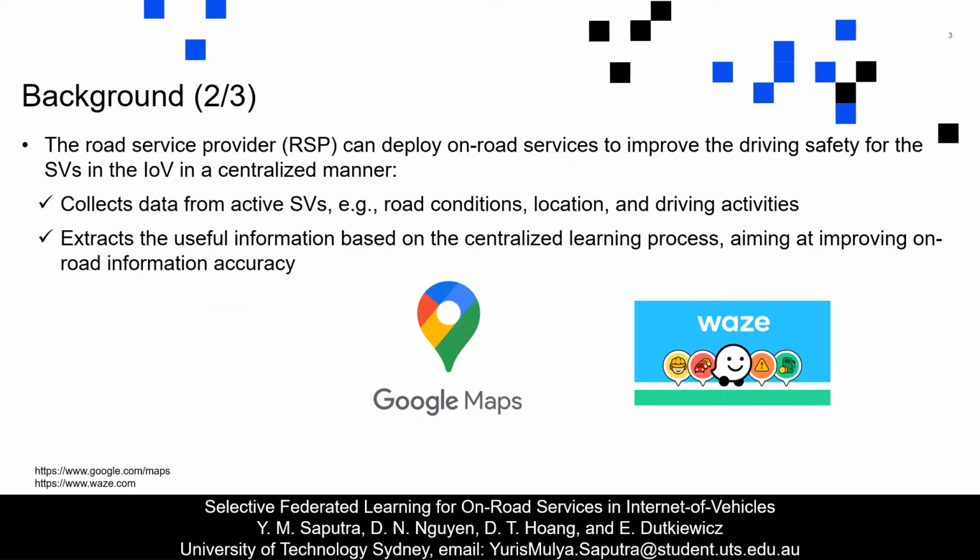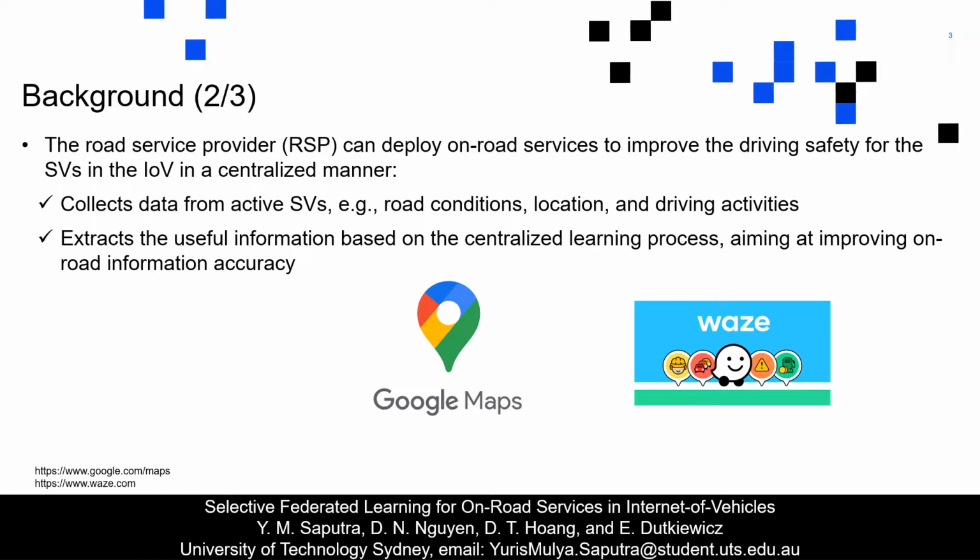Generally, the road service provider or RSP can deploy on-road service applications to improve the driving safety for the smart vehicles in the IoV in a centralized manner. First, the RSP can collect data from active SVs, for example, road conditions, location, and driving activities from the sensing devices. Then the RSP can extract useful information based on the centralized learning process, for example, using cloud server-based learning, aiming at improving on-road information accuracy.